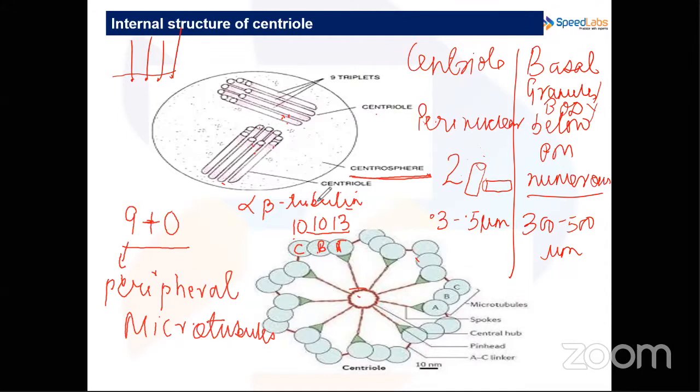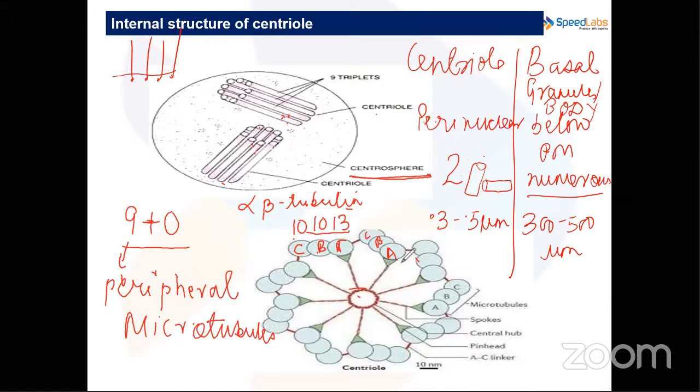Now, how are these microtubules arranged? You can see this diagram over here. You can see that there is this A, B, and C. The position of A is interior. Then after that you have B, and then you have C. There are no raised structures in A.